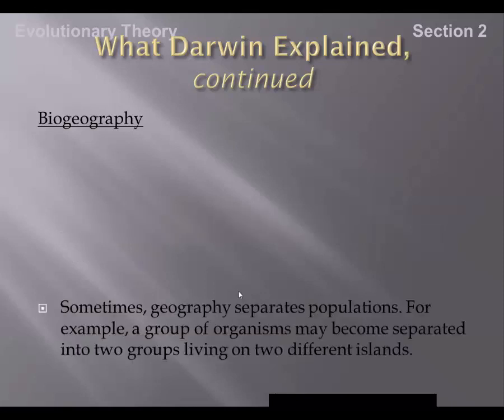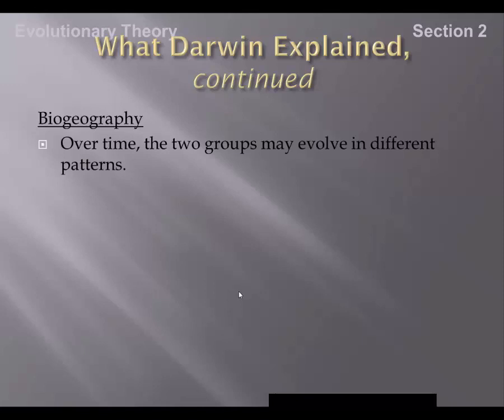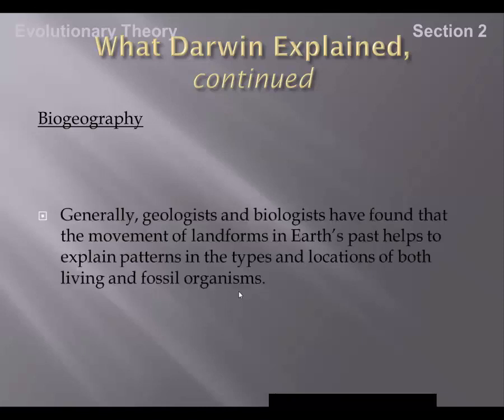There were times where geography separated populations, according to both theories. For example, a group of organisms may have become separated into two groups living on different islands. Over time, the two groups would change based on what was in the environment in order for them to survive. Geologists and biologists have found that the movement of landforms in Earth's past help to explain patterns in the types and locations of both fossils and living organisms.